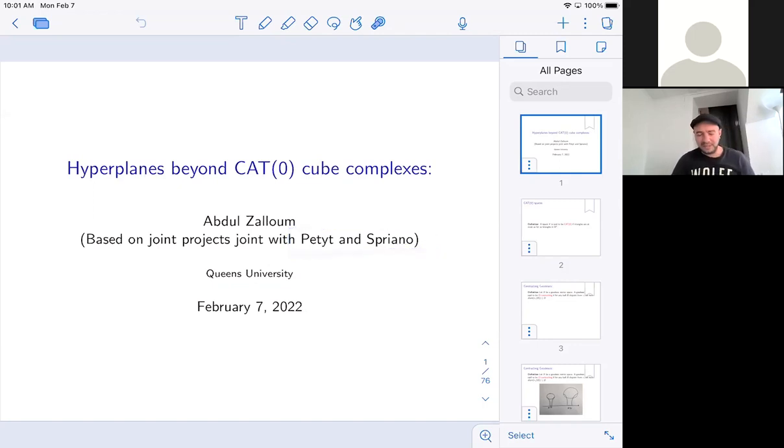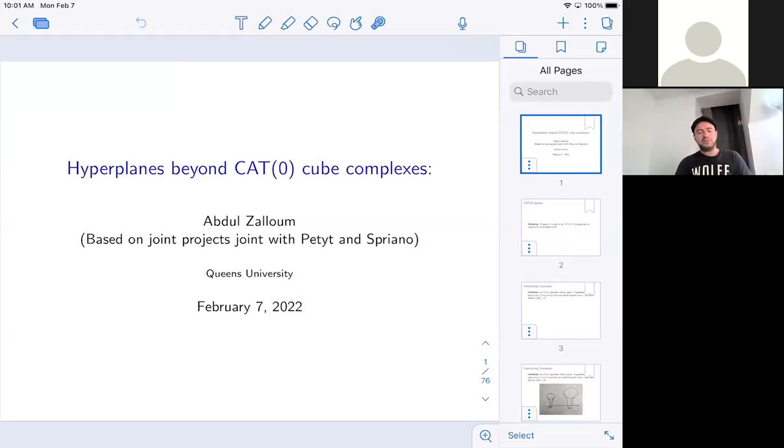So what's the story here? The story is that hyperplanes are the main tool for working with cat-zero cube complexes. What I would like to show you today is that hyperplanes do arise very naturally in so many other spaces, including hyperbolic groups, hierarchical hyperbolic groups, and cat-zero spaces.